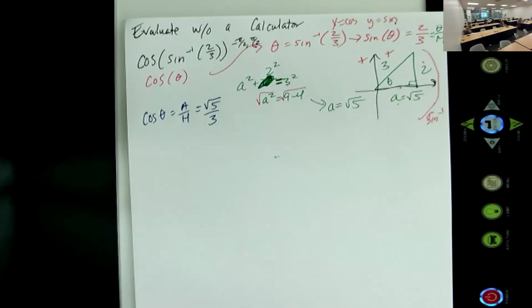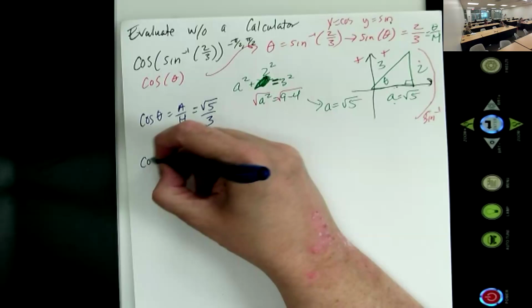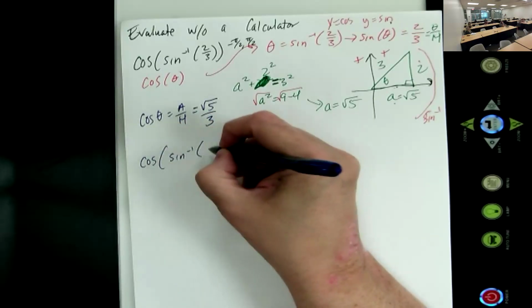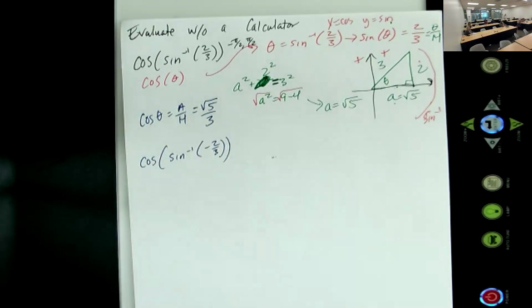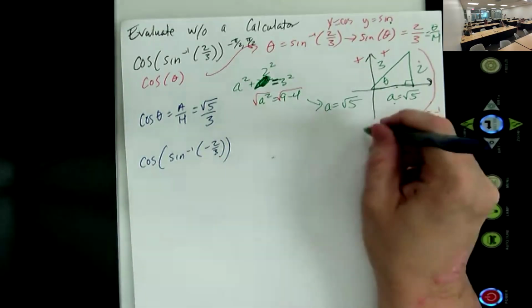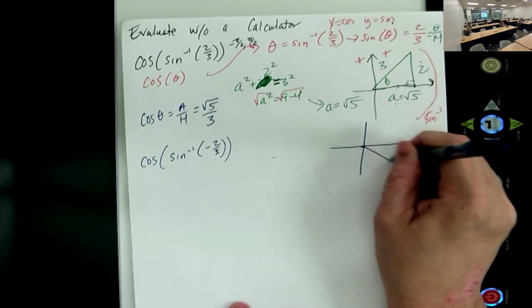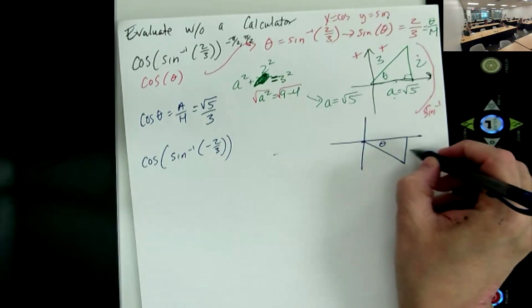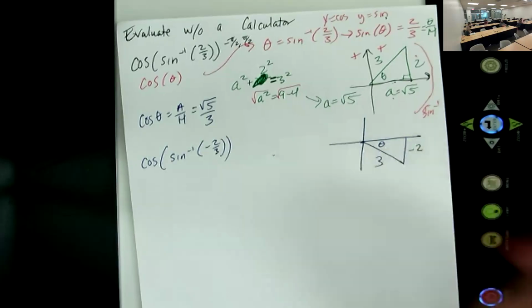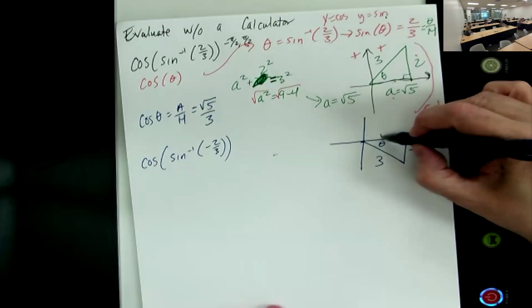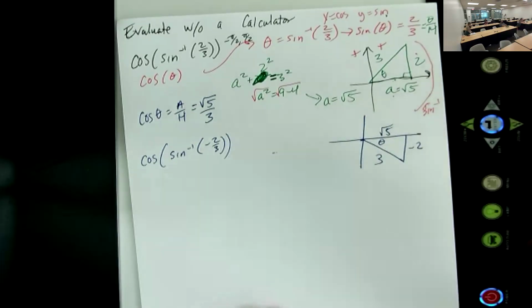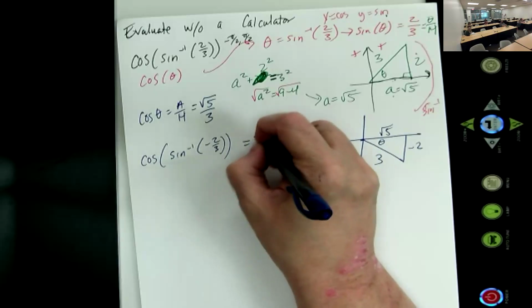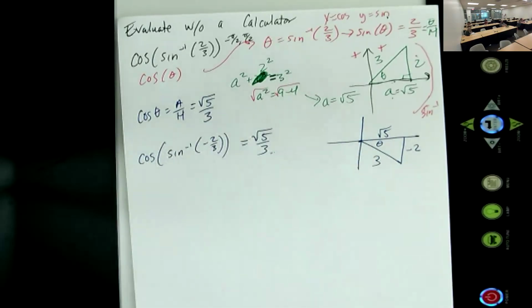So if we had had cosine of sine inverse of -2/3, then we would have been in that quadrant. And the -2's here, because that's a y value, the 3 is the hypotenuse. We're still going to end up with a square root of 5. And cosine of theta would be the same. It would still be square root of 5/3, because it's adjacent over hypotenuse. That's kind of cool. That's fun.